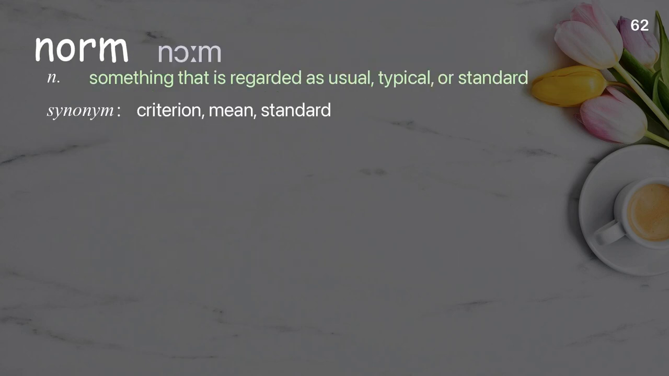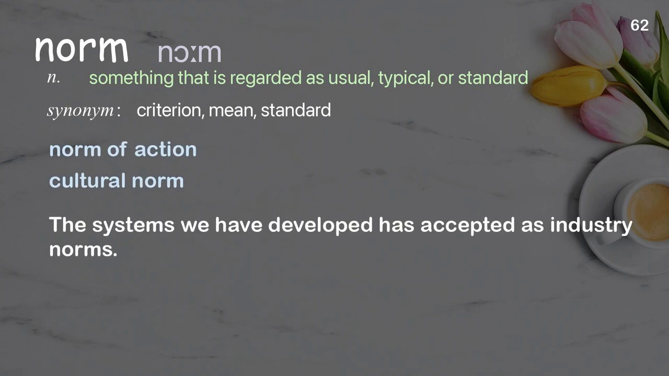Norm: something that is regarded as usual, typical, or standard. Examples: norm of action, cultural norm. The systems we have developed have been accepted as industry norms.